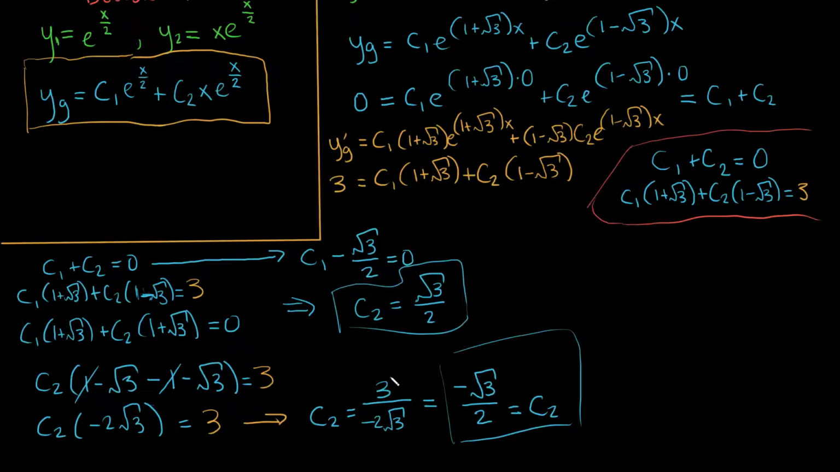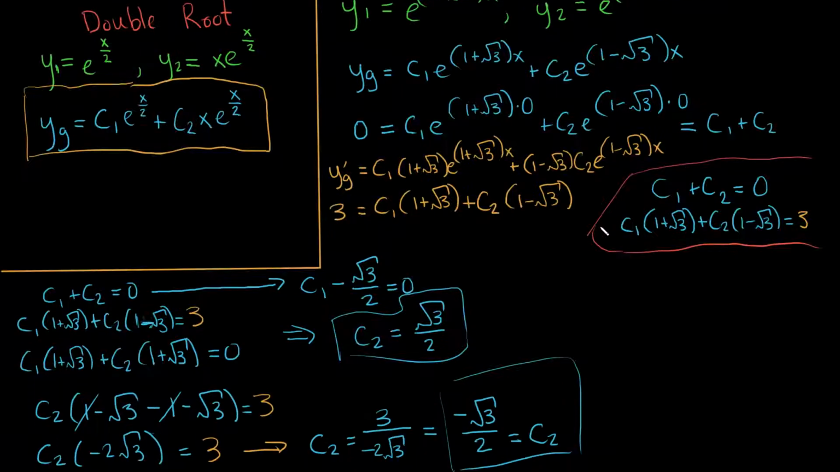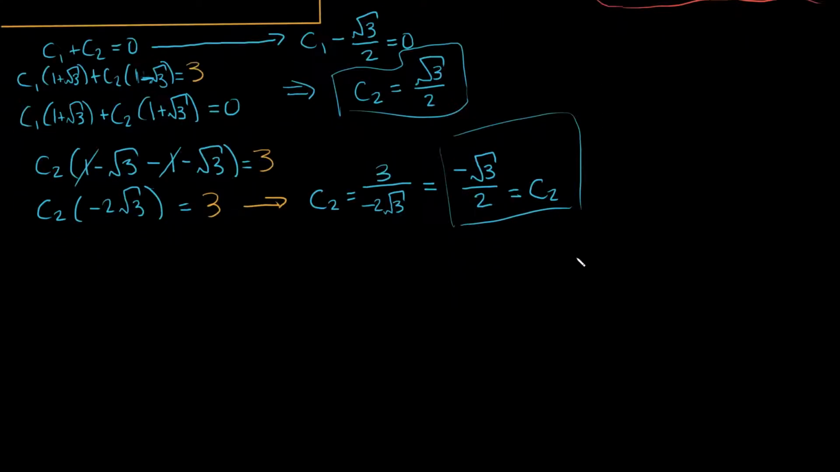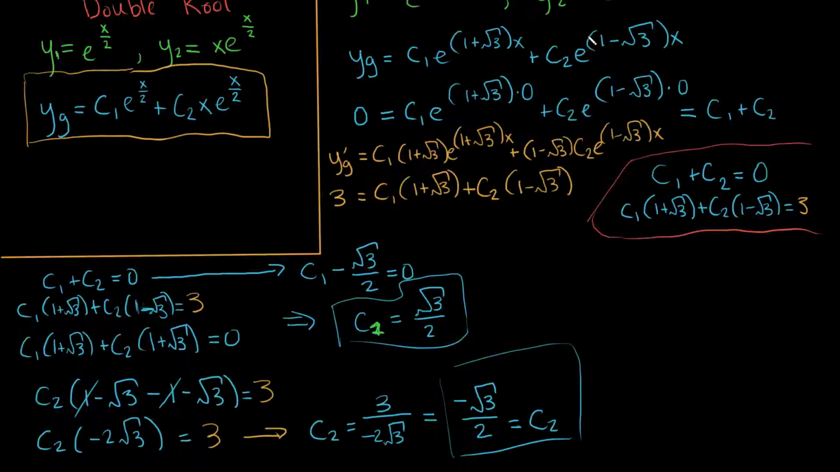So now we have both constants. If we plug them into our general solution, because remember, even though it looks kind of messy, we did have two distinct real roots, we get the solution to this differential equation. y is some constant c1, and c1 is the square root of 3 over 2 times, and I'm going to have to go back up to remember what our roots were. Our roots were 1 plus or minus the square root of 3, which makes sense.